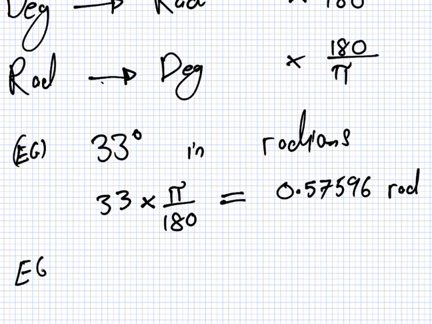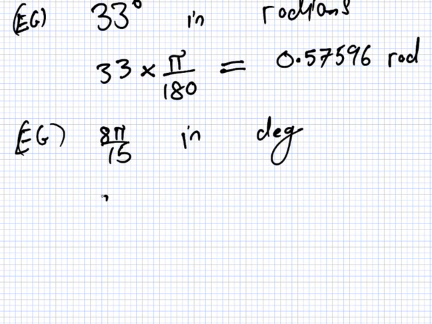Now let's look at one the other direction. I want 8 pi over 15 radians in degrees. So I would do 8 pi over 15 multiplied by 180 over pi. What's that now? They cancel. That goes in there. 12 times 8 is 96, yeah? 96 degrees.